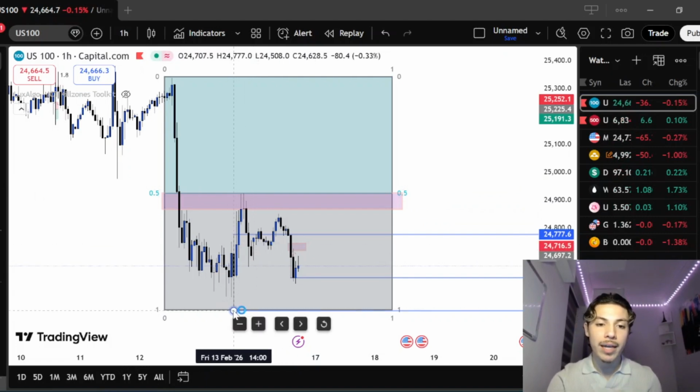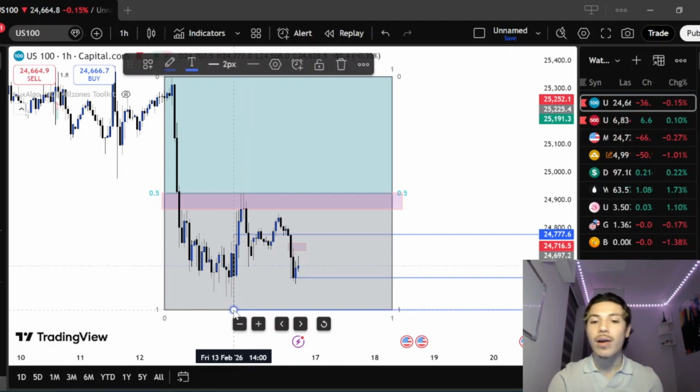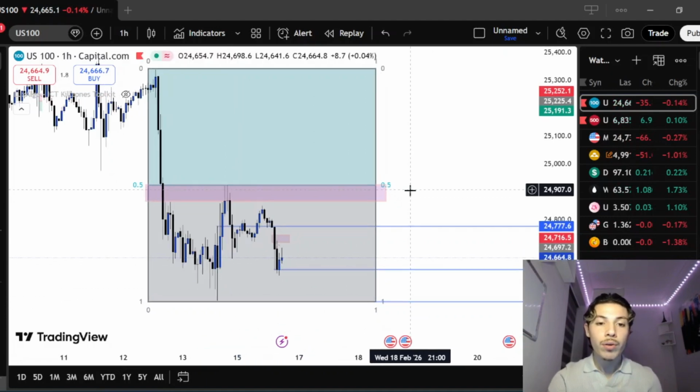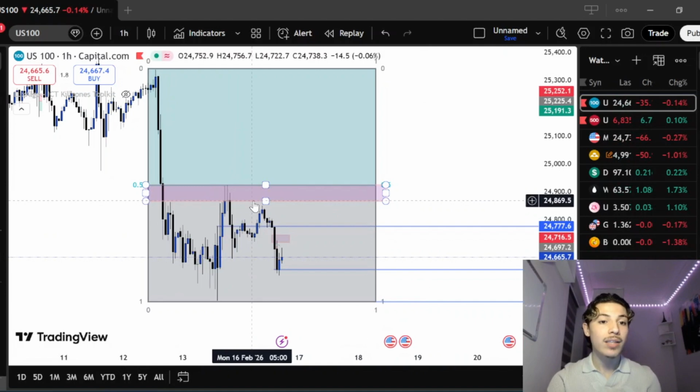It probably wants to head back down to this low that we have formed right here. So are we going to look for sells? Yes. Are we going to look for sells off of the higher time frames? No. Let's drop down and let's see what the lower time frames are telling us.